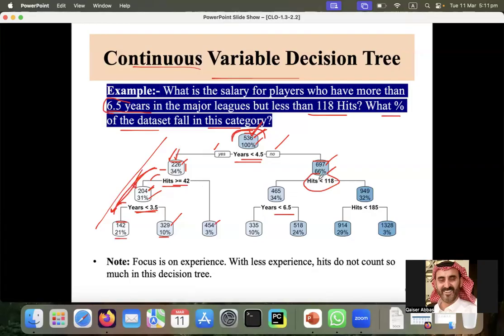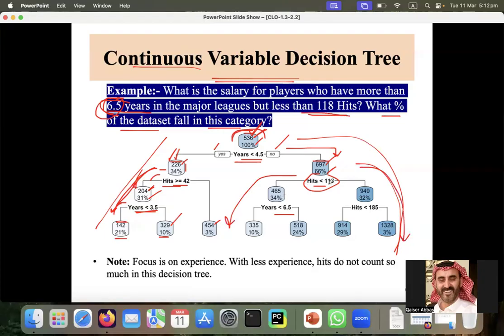So similarly here, when your number of years is greater than 6.5, the experience is greater than 6.5 years. And what is the salary of those players? It is written here. What is the salary of the players who have more than 6.5 years? This branch is handling all those scenarios. And if it is less than 118 hits, here we are checking hits less than 118, this branch. And if hits are greater, then this sub-branch.